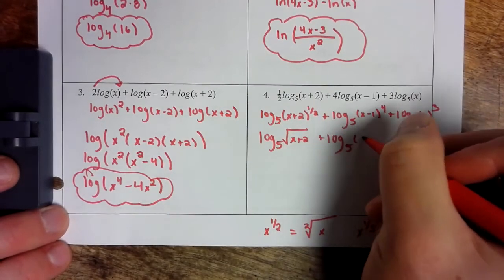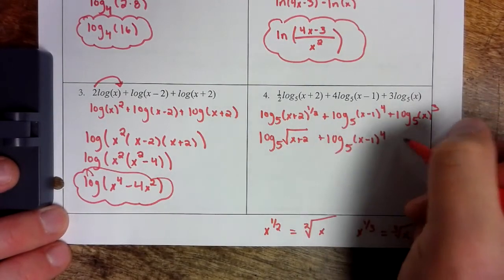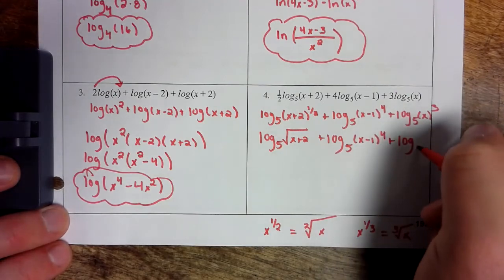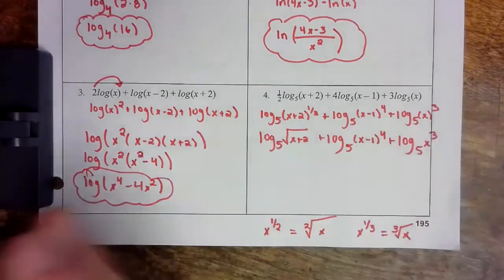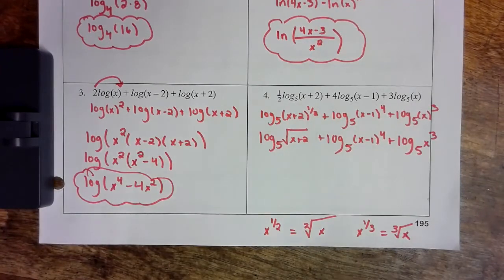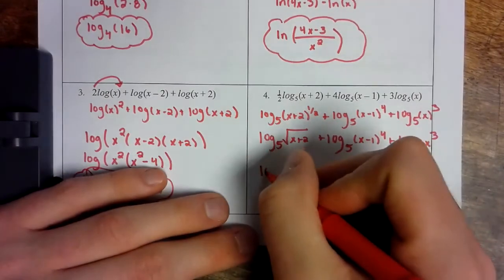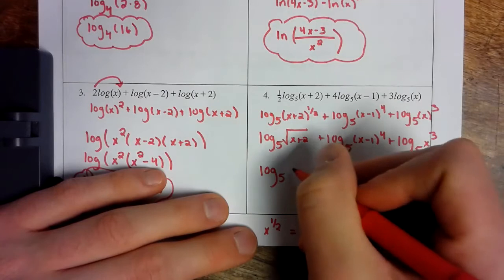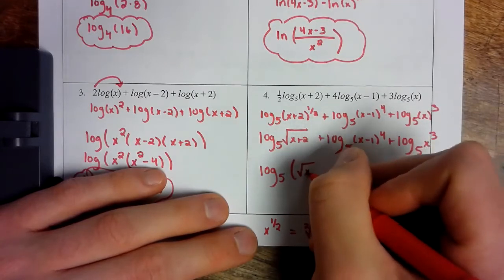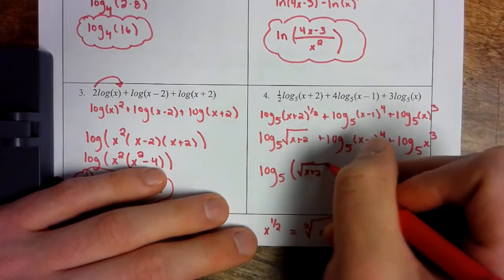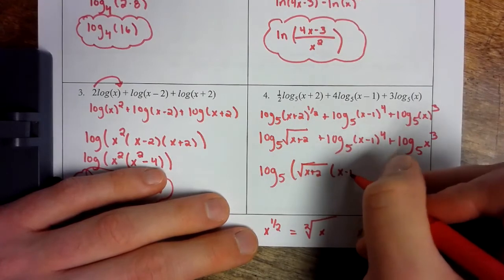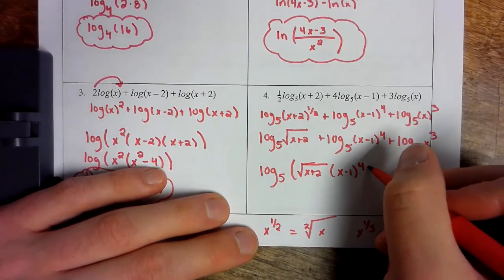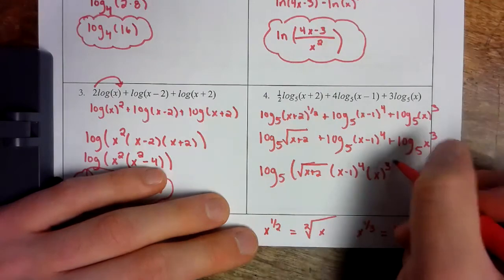And I'll do the condensing here in just a second. So plus log base 5 of x cubed. So I see that all these things are being added. So I can go ahead and multiply them all together to give us a condensed log of the square root of x plus 2, which is being multiplied by x minus 1 to the power of 4 by x cubed.